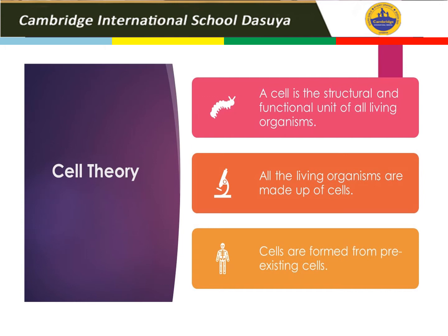In 1885, Virchow also modified the cell theory given by the above scientists. Now, what are the features of this cell theory?